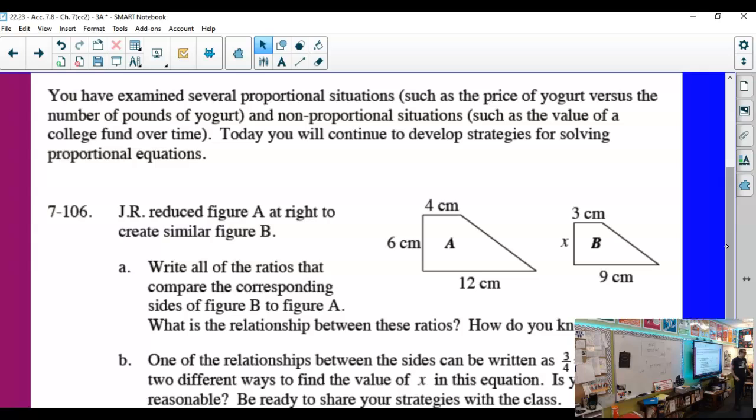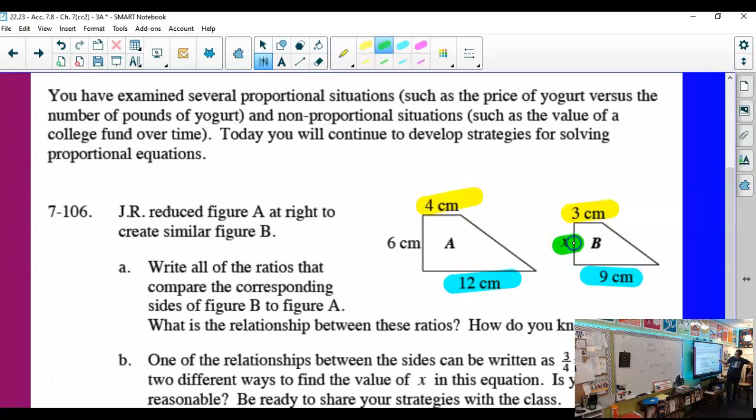It's not one. All right, so bring it back together. Caden had a beautiful explanation that I would like to celebrate and have him share with us. It was a bit too fast for me to completely finish the problem, but you can see that each side of B is 75% of the equivalent side on A. So 3 is 75% of 4, 9 is 75% of 12, so you can tell that X must be 75% of 6, which is cool.